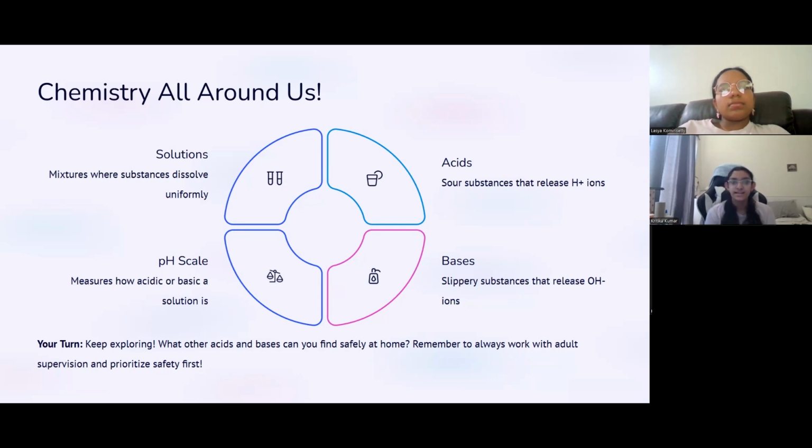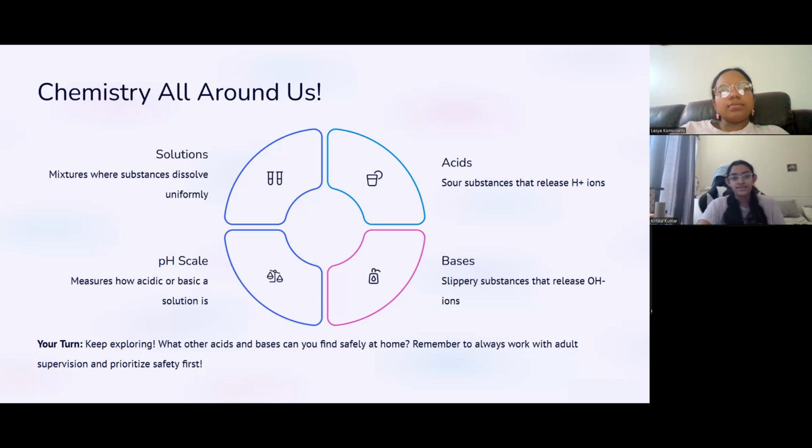So the exact range: 0 to 6.9 would be an acidic solution. 7 is for pure water, or neutral, and then 7.1 to 14 is for bases.